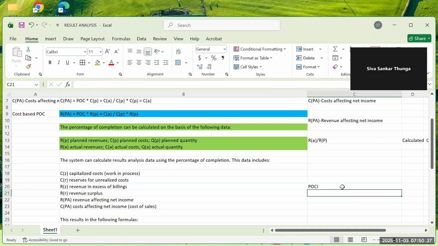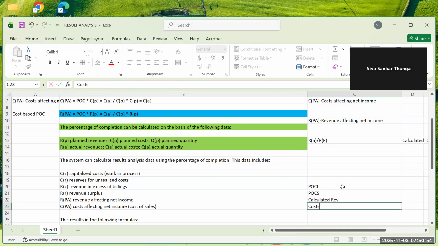Yesterday, the RA category that we were discussing, POCS surplus. Revenue affecting net income, that is nothing but calculated revenue. Cost affecting net income, that is the actual costs that were incurred, or cost of sales. Cost of sales or actual cost on the project.